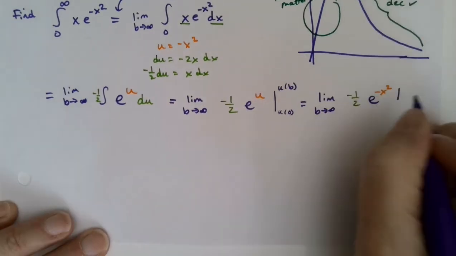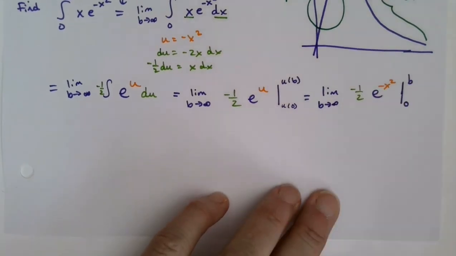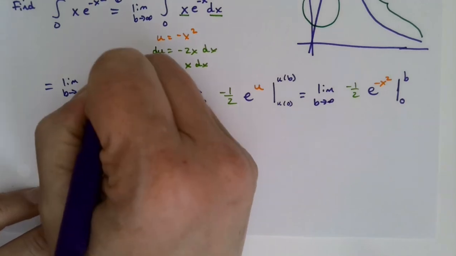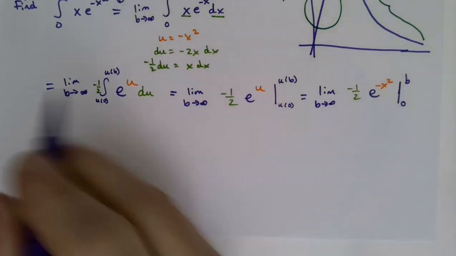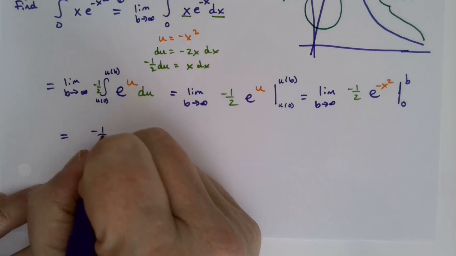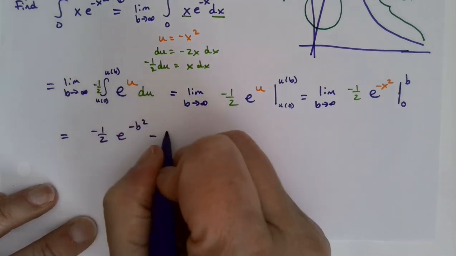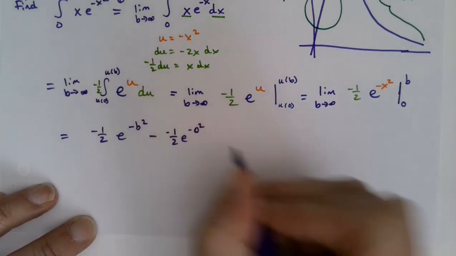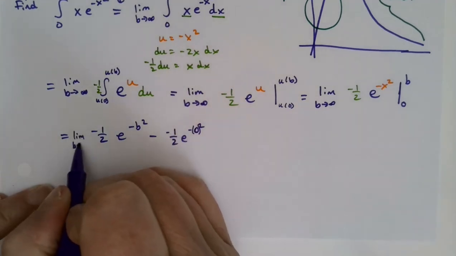And now I can put in the values. So now I can say what I wanted to take those for, those x values. The x values are 0 and b. Okay. So this is u of 0 here. This is u of b over here. Now I'm going to put in 0 and b, and I'm going to take the limit. So that would be negative 1/2 e to the negative b squared minus a negative 1/2 e to the negative 0 squared. Weird. Oh, and I'm taking the limit as b goes to infinity of all of this.